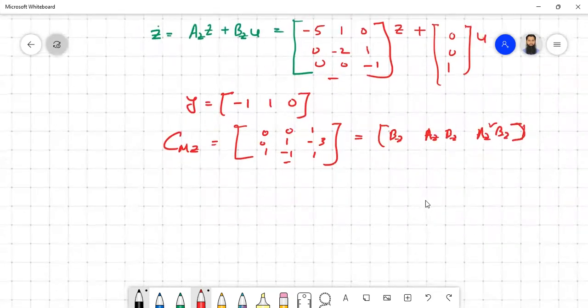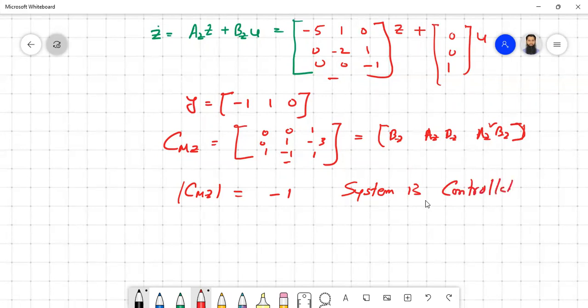Next is the controllability check. So you can find out the determinant of CMz. If you find the determinant, we're going to find that it is minus 1. So the conclusion is the system is controllable. If the system is not controllable, we stop right here. We don't apply the pole placement technique.